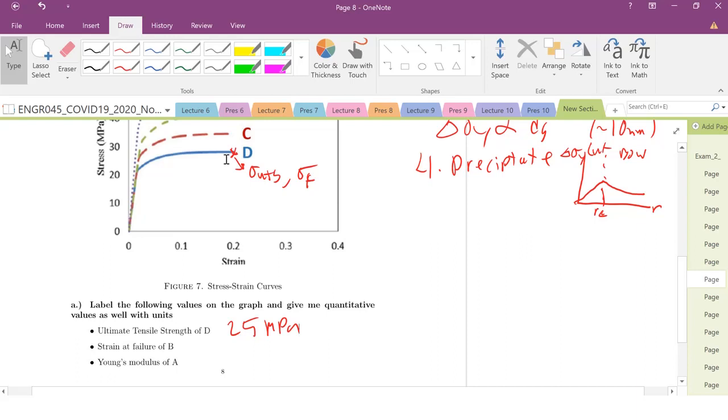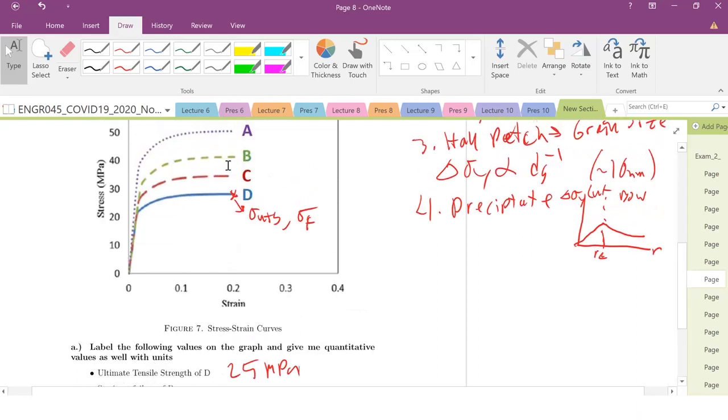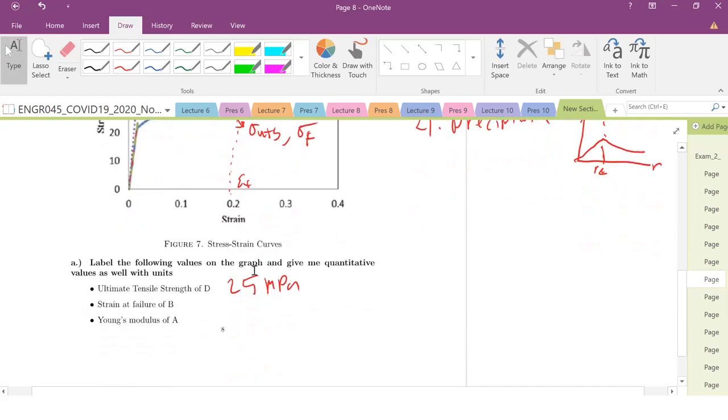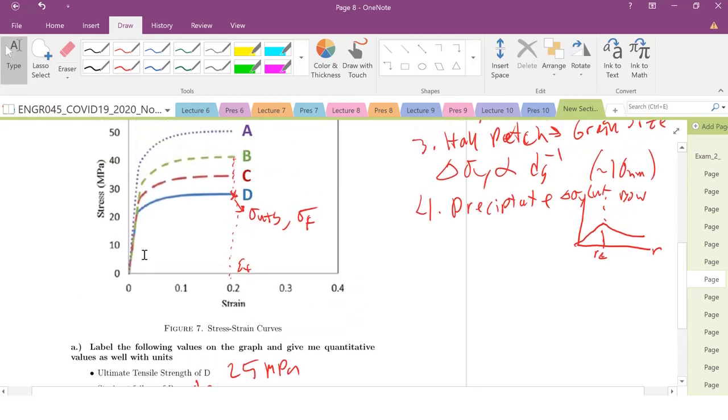What is the strain at failure of B? The strain at failure is right here. You can scroll down. So that strain at failure, epsilon_f of B, is about 0.2, I'm going to say. And finally, what is the Young's modulus of A?